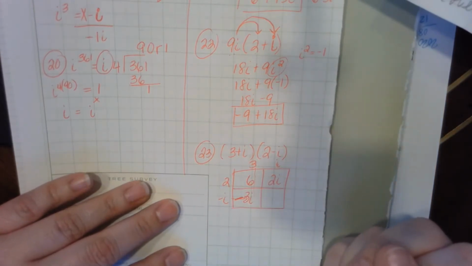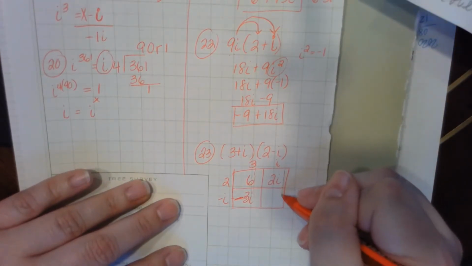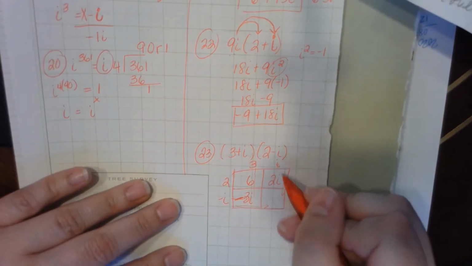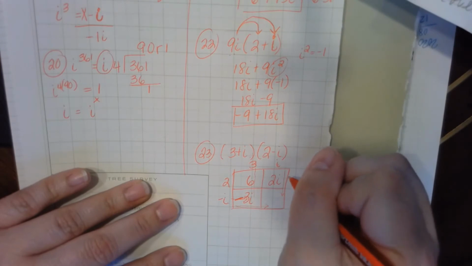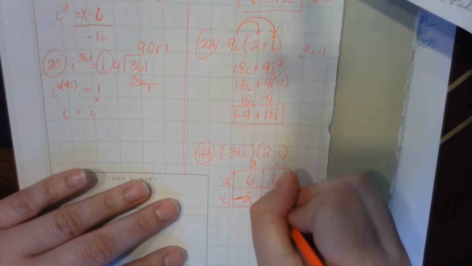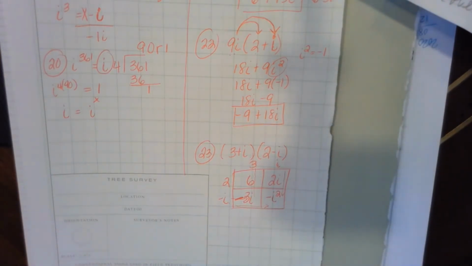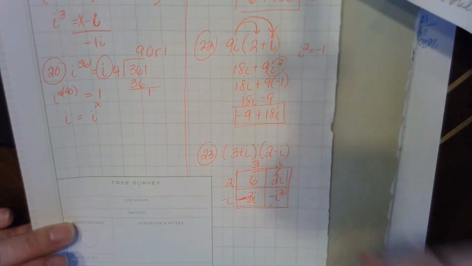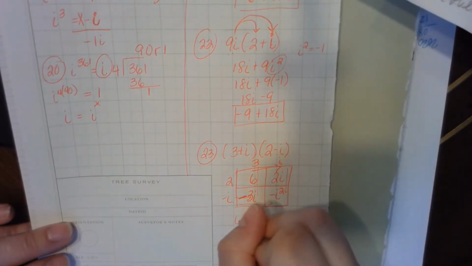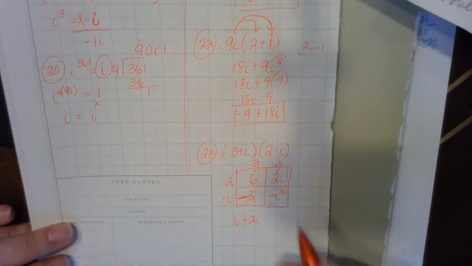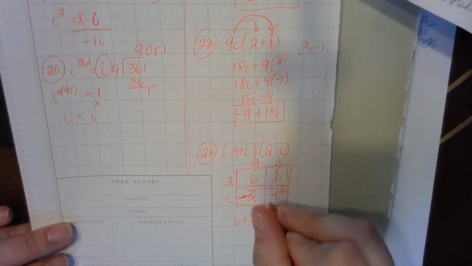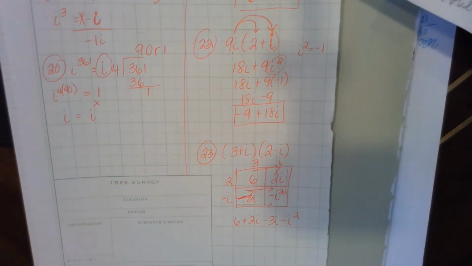Make sure my negative's there. And the same thing, i times -i will be, I'm sorry, it's positive i and negative i, so it'll be a -i squared. Okay, from here, we're going to just write things in order. I'm going to go 6 and then 2i, so I'll have 6 plus 2i. Then I'll just go this way and keep writing. Minus 3i minus i squared.